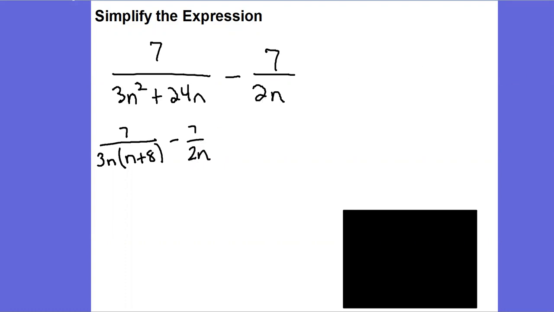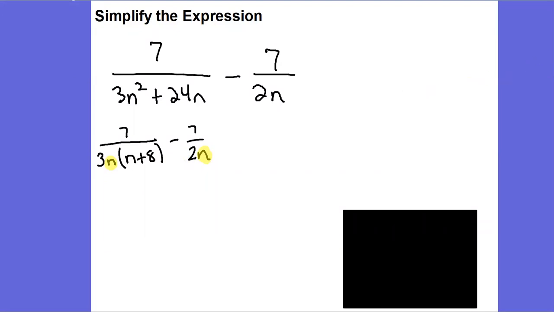Now, one thing I want to be very careful with is that I don't want to add extra stuff in here that I don't need. So notice that both of these denominators have this factor of n. So I am not going to multiply this fraction by 3n and this fraction by 2n. I already have that factor of n on both of those denominators.